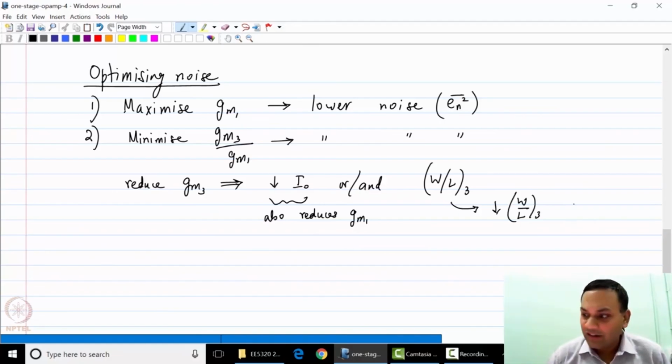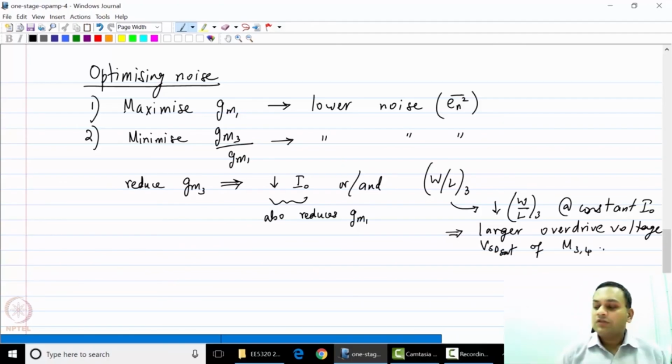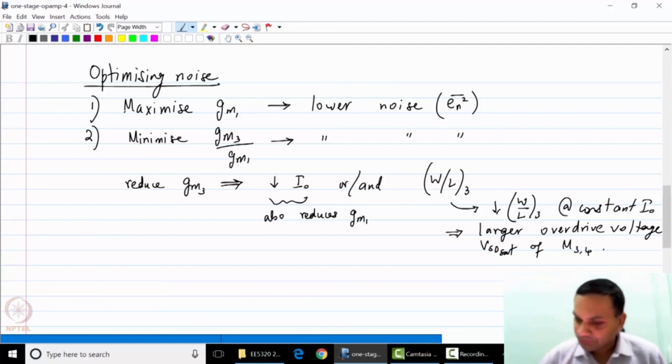Now if you keep the current constant and reduce the width over length, it turns out that the overdrive voltage of the PMOS transistors will start increasing. So in this particular design, you want to maximize the overdrive voltage of M3 and M4. That would give you best noise performance.